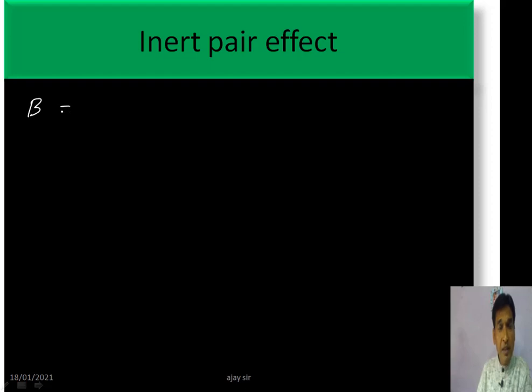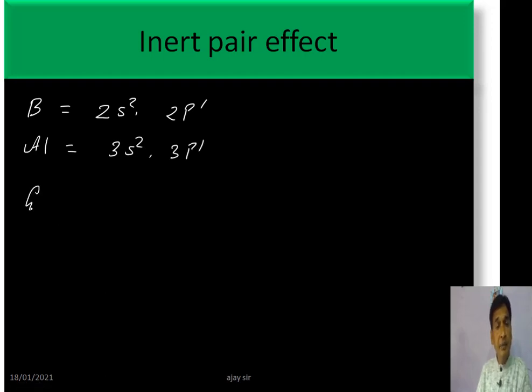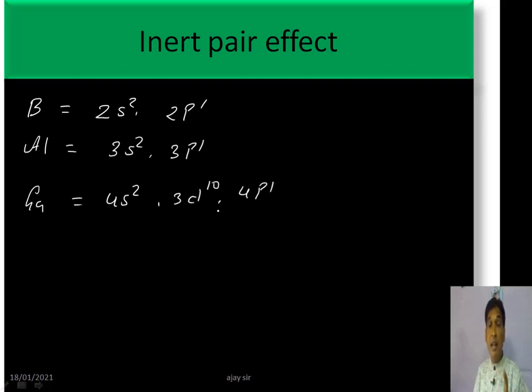Boron's outer shell is 2s2 2p1. Aluminium's outer shell is 3s2 3p1. Gallium is 4s2 3d10 4p1. It means the 10 electrons of the 3d subshell do not protect the 4s electrons from the attraction of the nucleus of gallium, in the case of boron, aluminium, gallium.